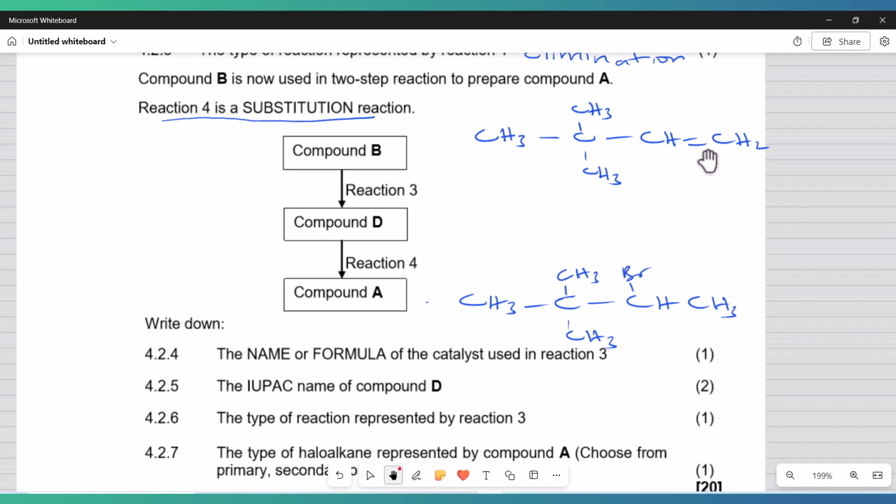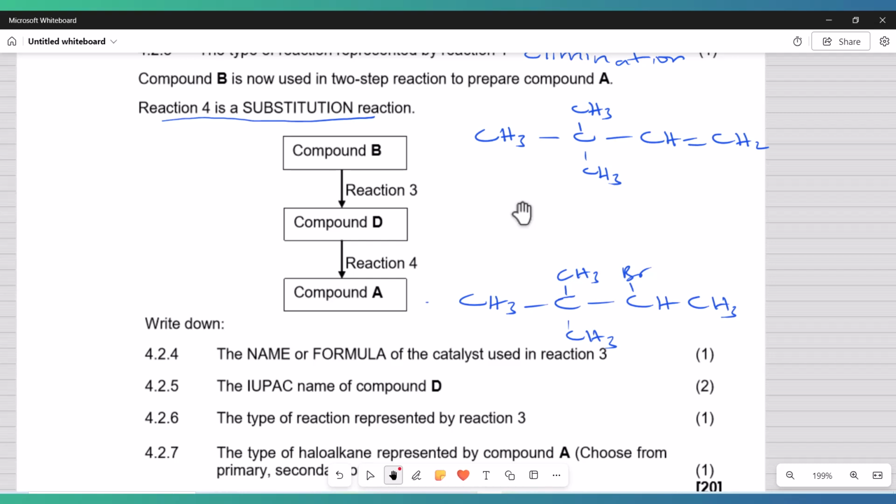So because this is an alkene, it means where there is bromo here, there must have been something for compound D, which is being substituted for in reaction 4. I repeat, because my compound A is this one here, it means that where there is bromo in compound D, there must have been something. So because this is an alkene, I can use water in place of sulfuric acid as my catalyst.